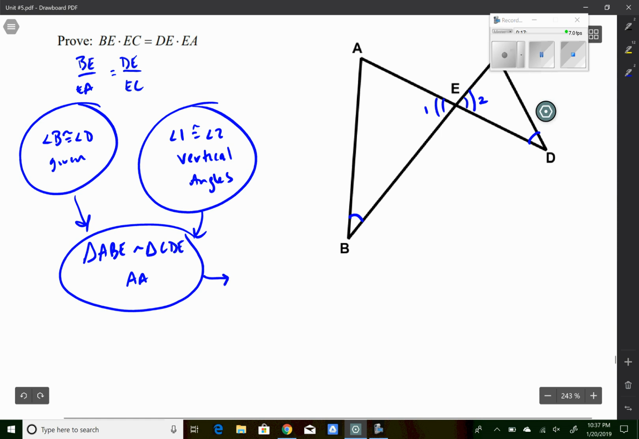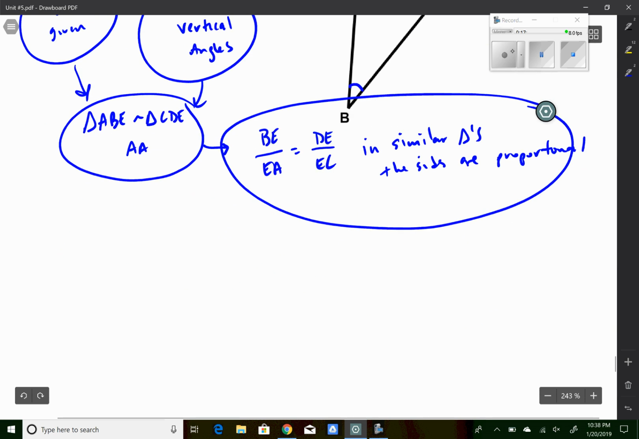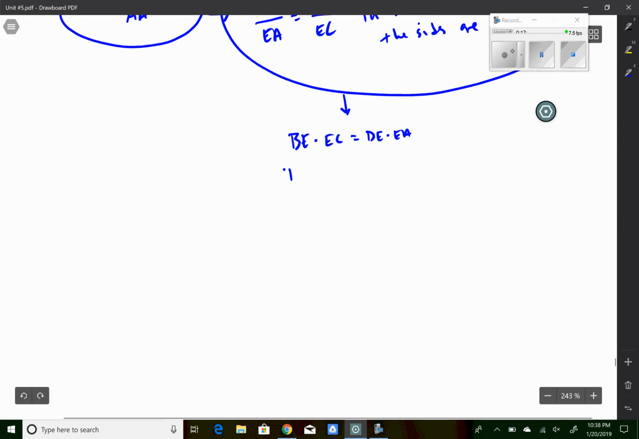Then I know that my cross product undone, so my proportion is true. So BE over EA is equal to DE over EC, because in similar triangles, the sides are proportional. And if I know the sides are proportional, I know my cross product is going to be true. So BE times EC is equal to DE times EA. And the reason why I know those are true is because the product of the means equals the product of the extremes.